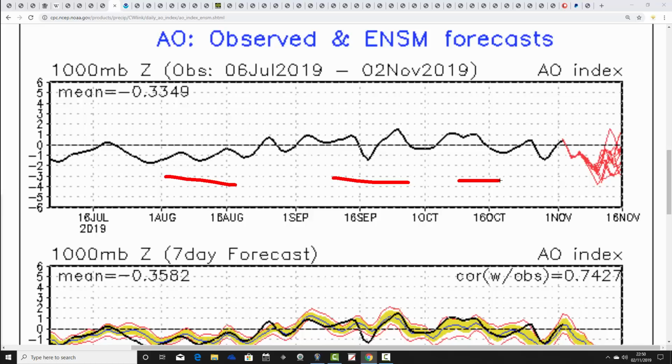When the AO is positive, you tend to have low pressure over the North Pole. That's the kind of thing you associate with a strengthened polar vortex and a colder than average temperature in the stratosphere over the pole. But when the Arctic oscillation is negative, you tend to have high pressure up over the North Pole. You tend to have blocking. So where we are right now, the Arctic oscillation is just weakly positive, but the GFS ensemble is actually forecasting the AO to go into a very negative phase through the first half of November.